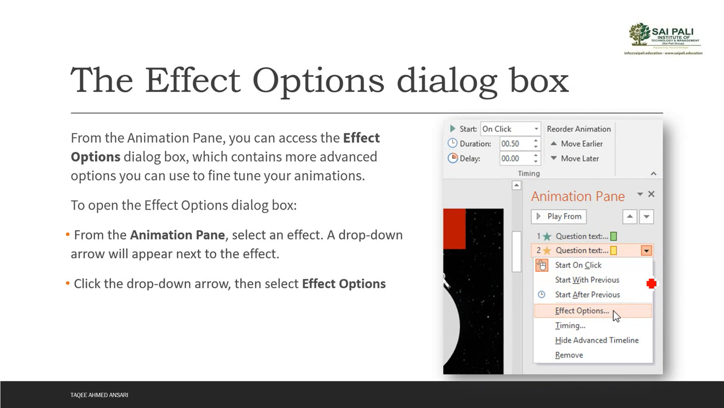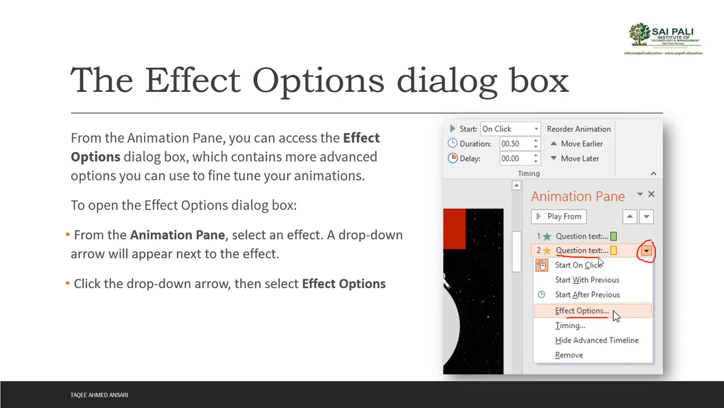Then we can get some more options from opening this effect options command. This opens the dialog box for effect options, which contains more advanced options you can use to fine tune your animation. To open this, you click on the drop down menu here, and you can choose the effect option. Now it depends on the particular animation which you are choosing, so the options will depend on that particular animation.